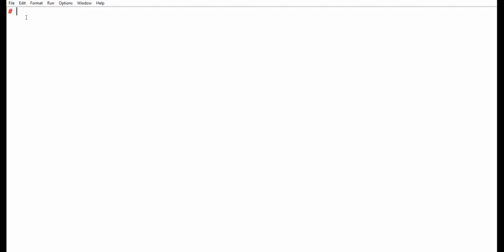Okay, so we are to implement the program to find the area of a triangle, right? Clear? Now, as per your formula, first you calculate the side S by adding all the three sides and dividing. This calculates your S.